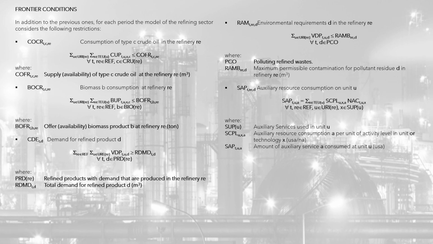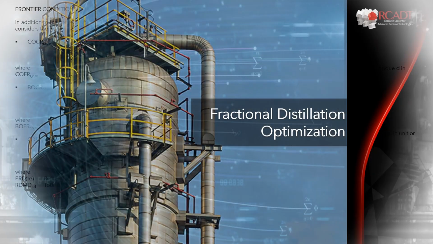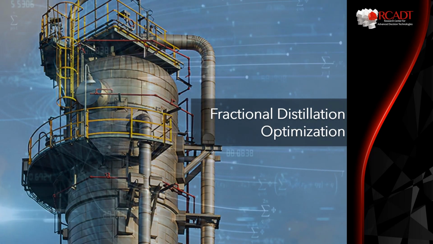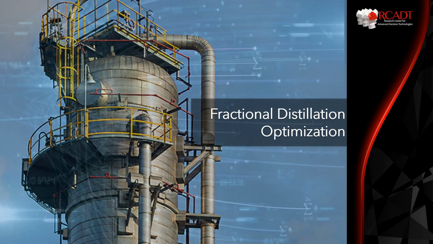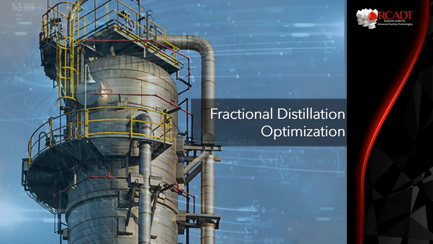Frontier conditions. In addition to the previous ones, for each period the model of the refining sector considers the following restrictions: consumption of Type C crude oil in the refinery RE, biomass B consumption at refinery RE, demand for refined product, environmental requirements D in the refinery RE, and auxiliary resource consumption on unit U. Fractional distillation optimization. It is the activity related to the distillation of petroleum and the crude distillation units, CDUs.